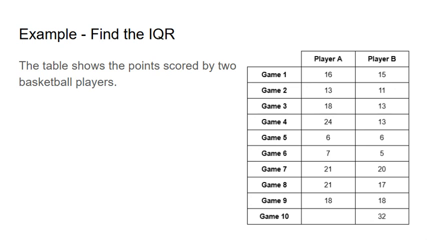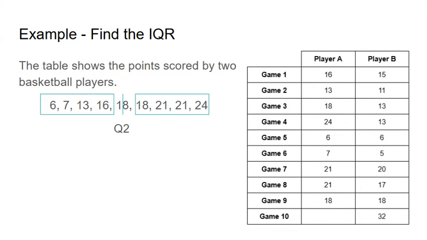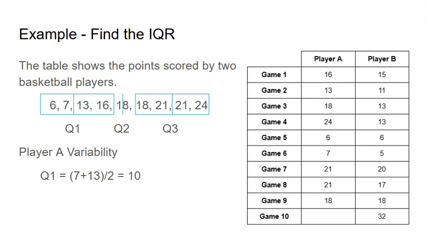Here we have a data table with the points scored by two players in basketball games. If I write player A's data in order, I can find the median, which is 18, and then I look to the left and right and I try to find the middle of the first half of the data and the middle of the second half of the data. Because the middle of the first half is split between two numbers, I need to find the average of those two numbers by adding them and dividing by 2. In this case, I'll get 10.